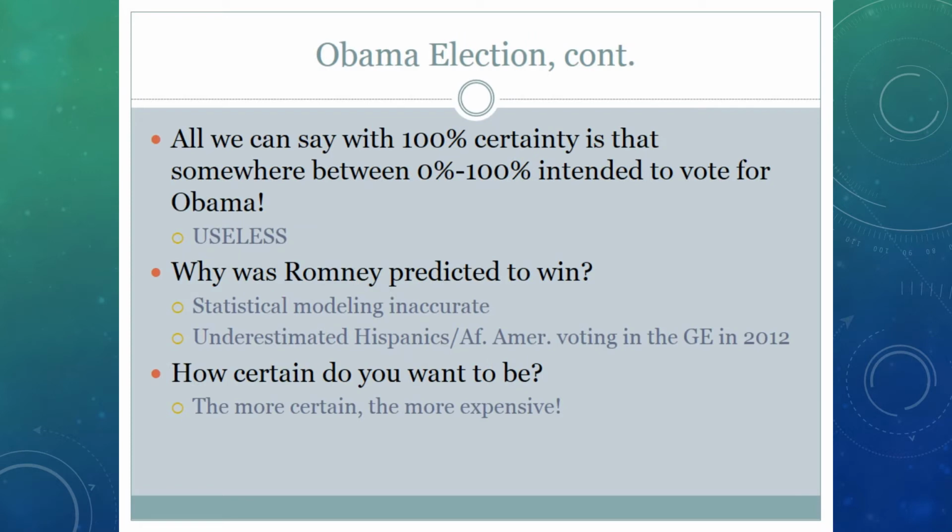But let's say we just want to know for sure how many people intended to vote for Obama. Well, the only thing we can say with 100% certainty is that between nobody and everybody intended to vote for Obama, which is, as I say here, absolutely useless information.